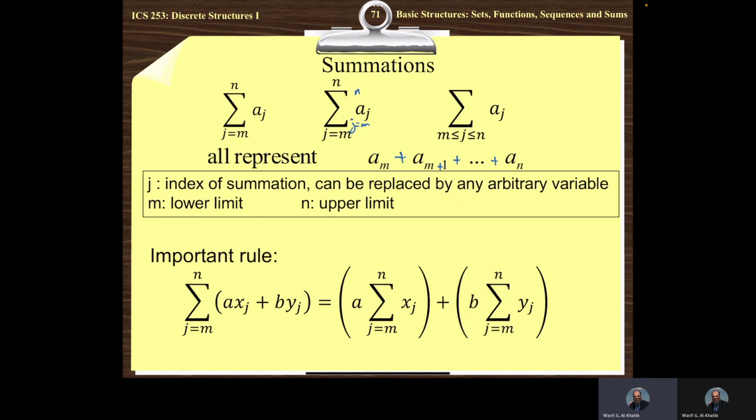Say that again. Yeah, because this is addition. Addition is commutative, not the sigma.